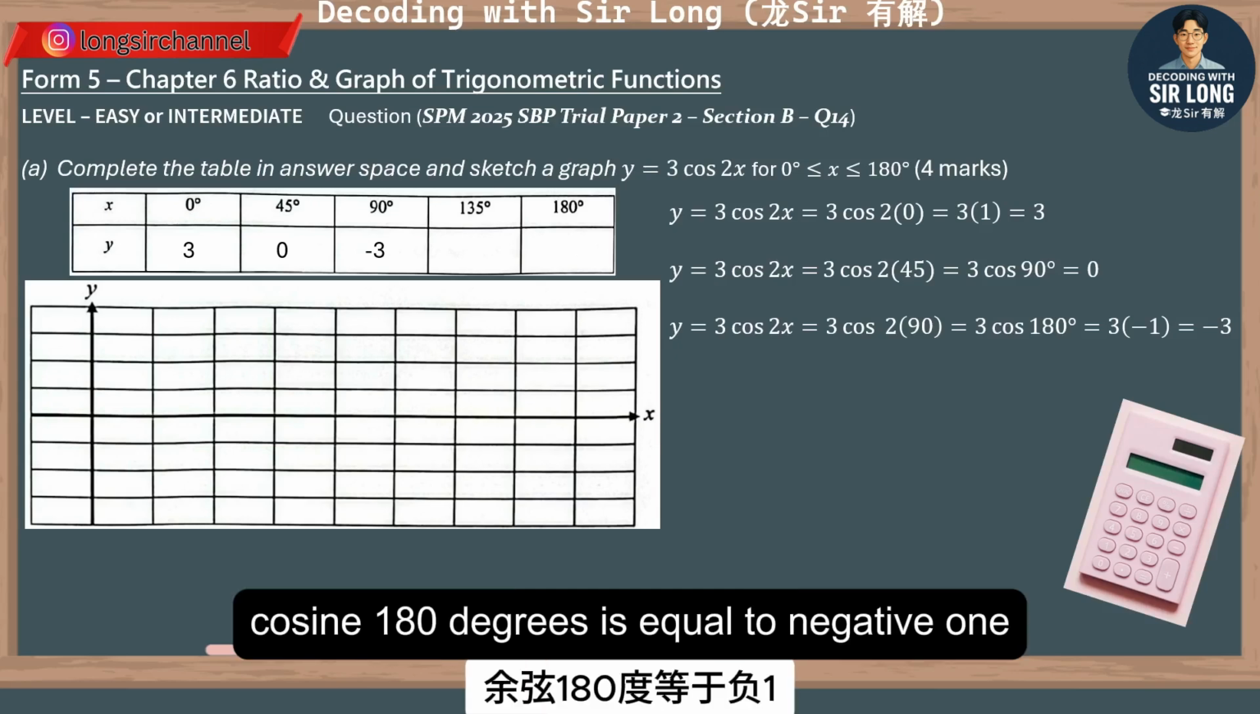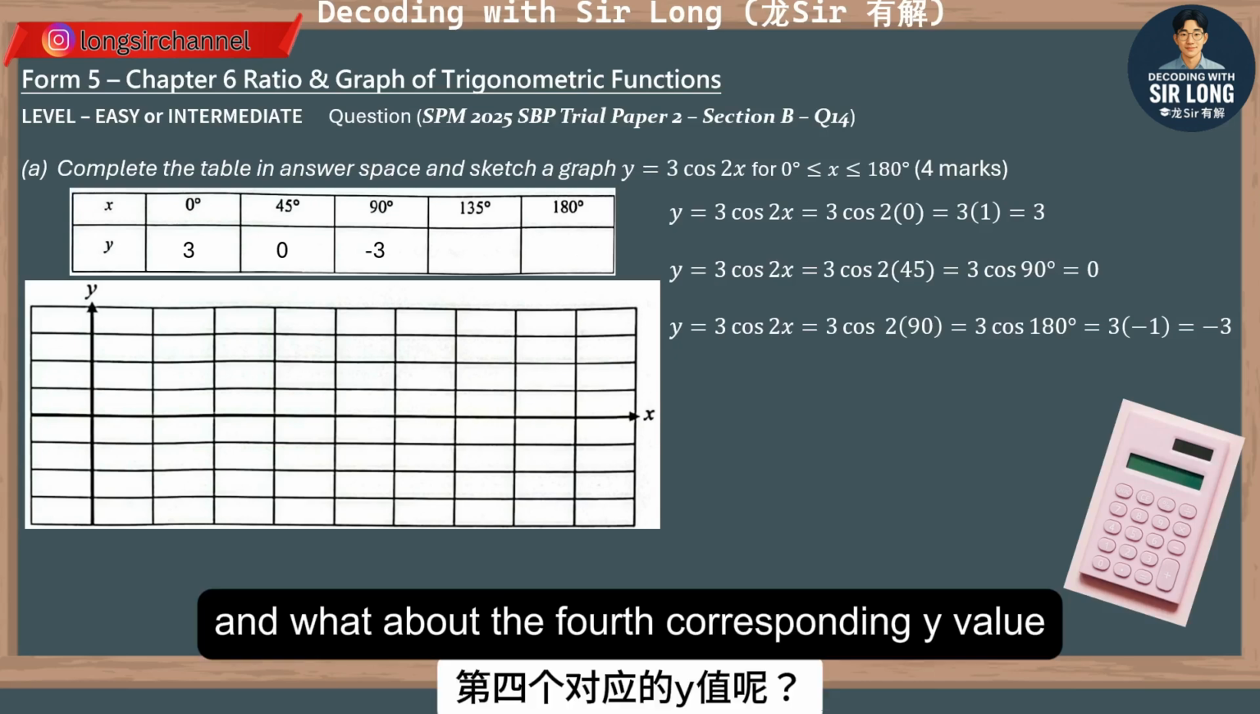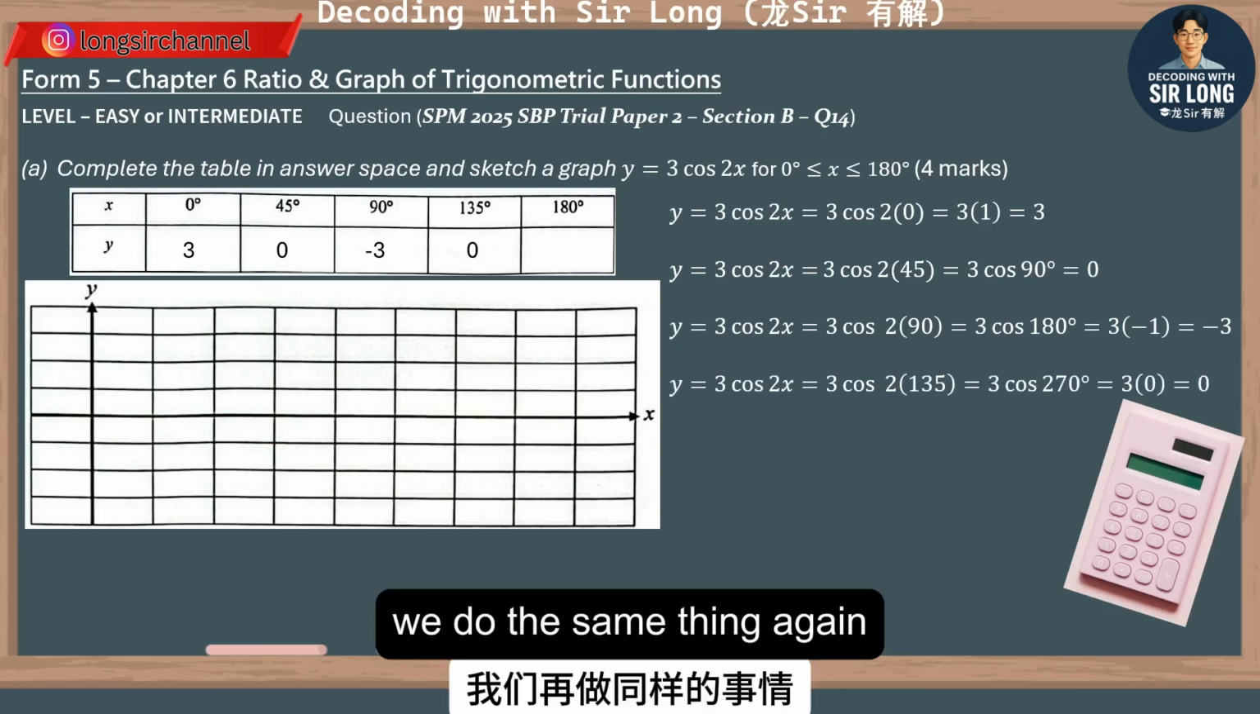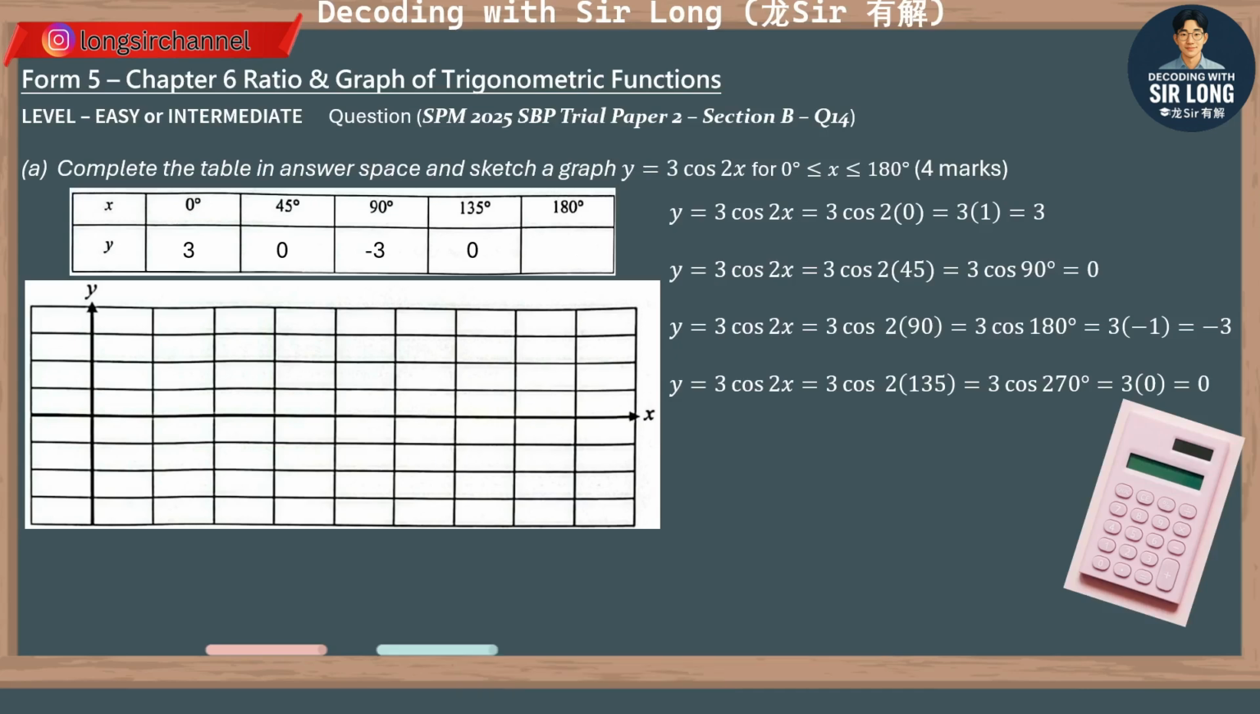We know that cosine 180 degrees is equal to -1. -1 times 3 is equal to 3. Sorry, -3. And what about the fourth corresponding y value? We do the same thing again. Cosine 270 degrees is equal to 0. So 3 times 0 is equal to 0.